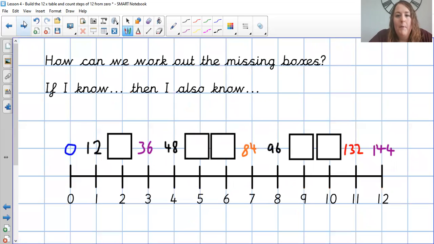Okay, how can we work out the missing boxes here then? So again, just like we did the last time when we were building our 11s, I've now put that number line out, but I have added a few missing boxes. First question is, can you work out what number goes in each missing box, and then can you work out which colour it should be in? So I'm going to give you a chance to pause here and have a go at this one by yourself now, and I'll come back and do the answers with you in just a second.